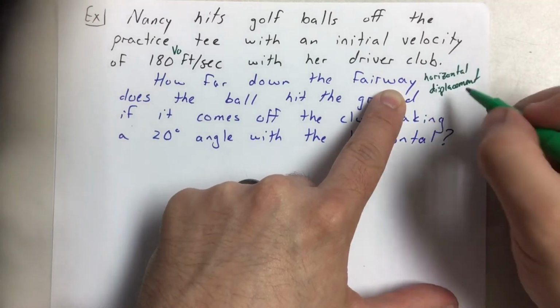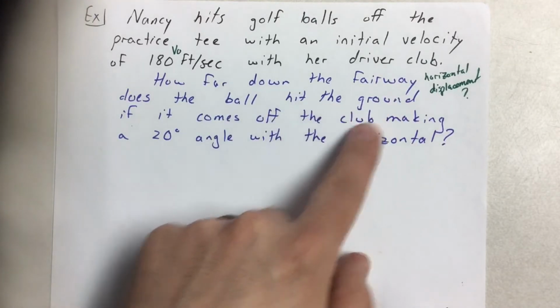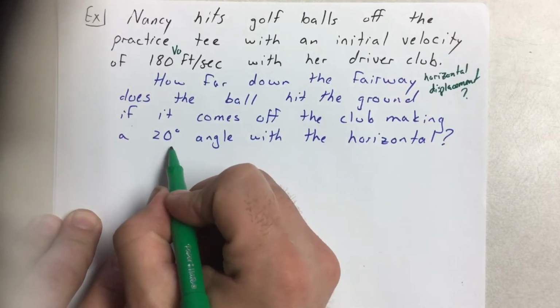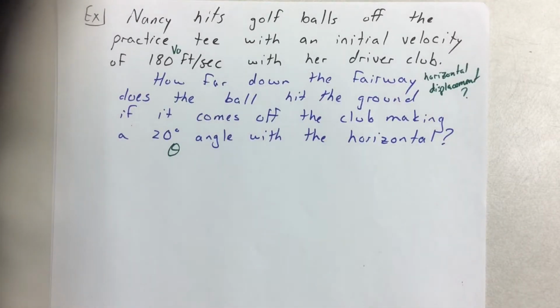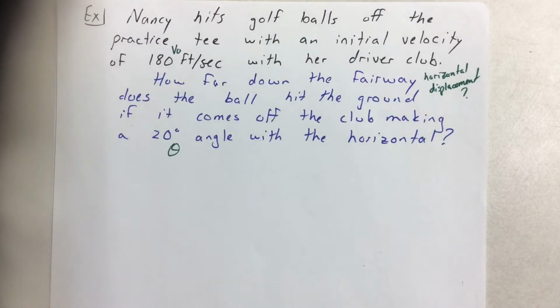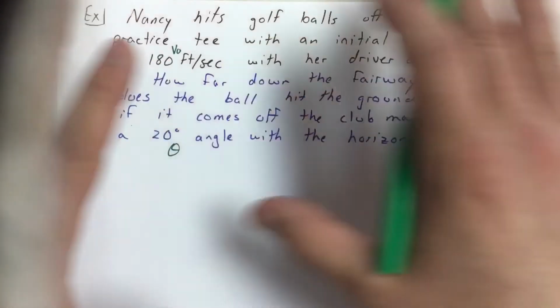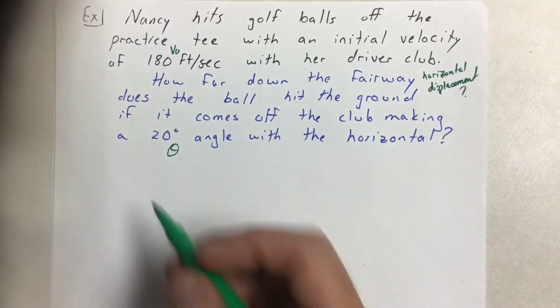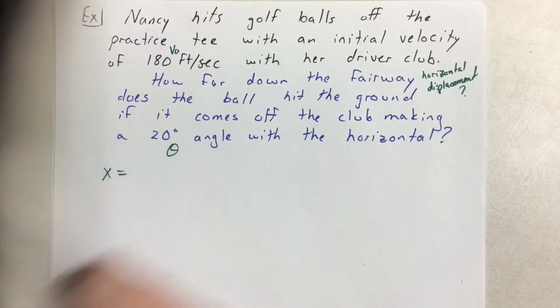Okay, that we desire. Does the ball hit the ground if it comes off the club making a 20-degree angle? So there's our theta with the horizontal. All right, so thinking of this, we're actually given a little bit less information than we had before. We desire the horizontal distance to land. So we're not dealing with velocity, nothing's telling us to work with velocity. So we're, again, using the displacement equations.